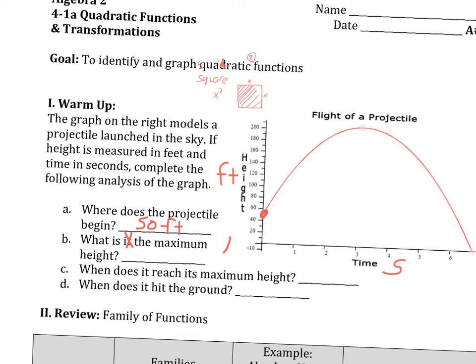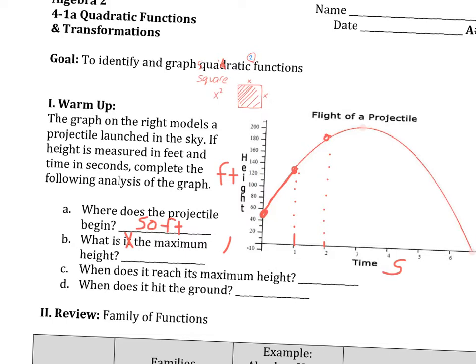Now, what does that mean? Is it on some sort of a stand? Are we on the top of a 5-story building? Are we on a cliff edge? Don't know. We just know it's 50 feet up for whatever reason. Now it gets launched. And after 1 second, this is where it is. After 2 seconds, this is where it is.